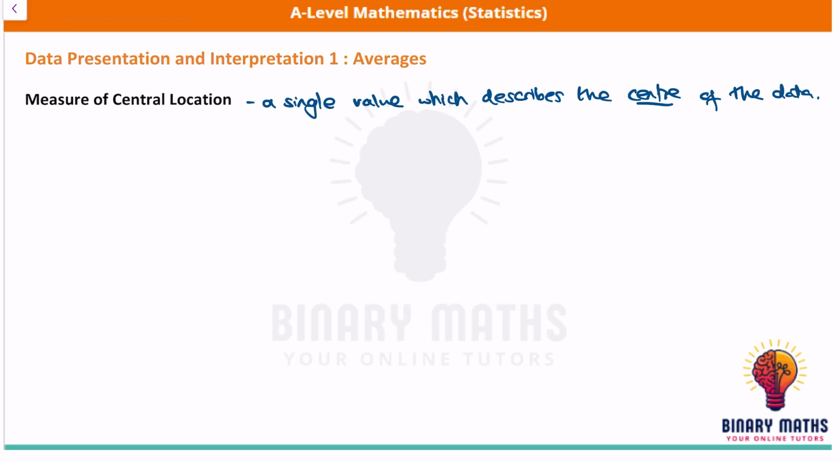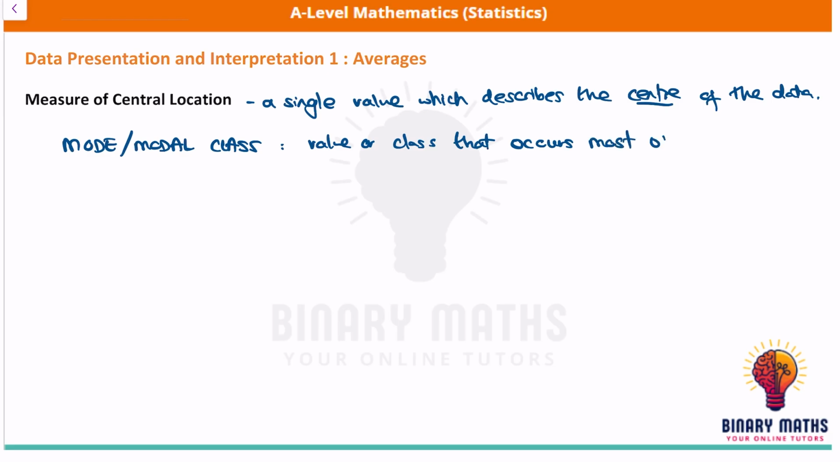So there are three types. The first type is mode or modal class, depending on what type of data is in front of you. It's the value or class that occurs most often. Median, which is the middle value of an ordered set.